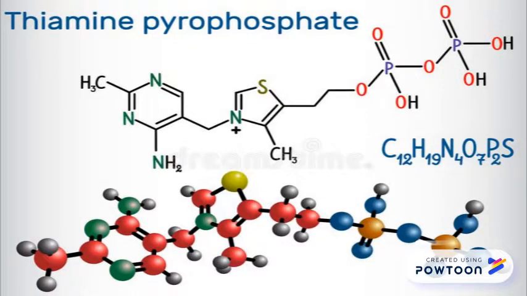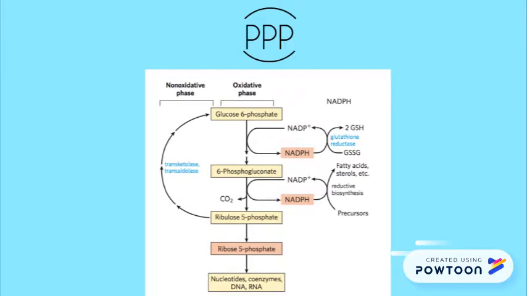Thiamine plays several roles in the body. In the body, it is most commonly found as thiamine pyrophosphate, or TPP, and is used in the following reactions. It's used in the pentose phosphate pathway as an alternative route for the metabolism of glucose. It consists of two phases, which include an oxidative and non-oxidative phase.